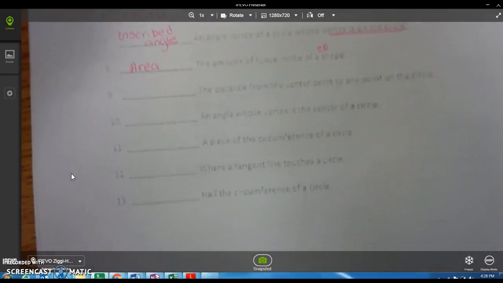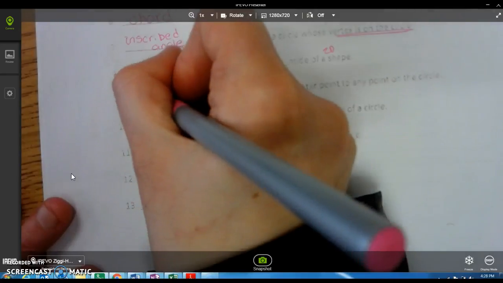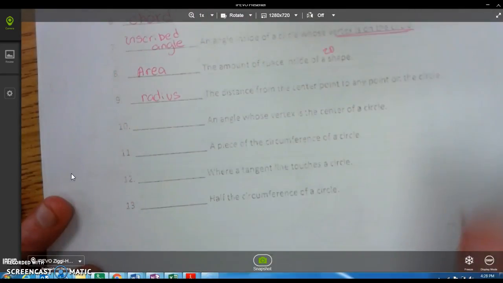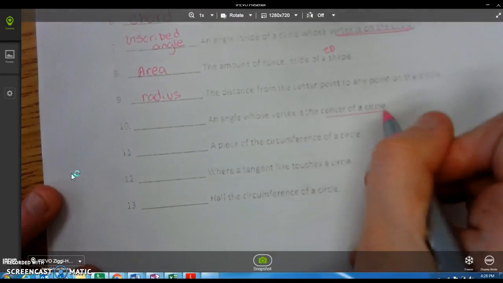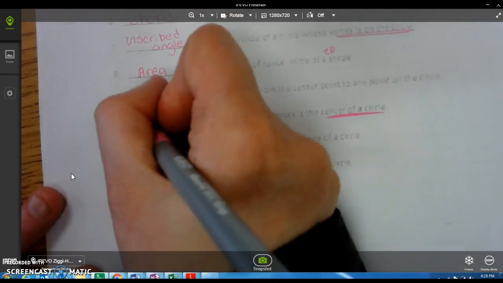The distance from the center point to any point on the circle is a radius. An angle whose vertex is the center of the circle. So the difference in that is it's on, this is the center. It's called a central angle.